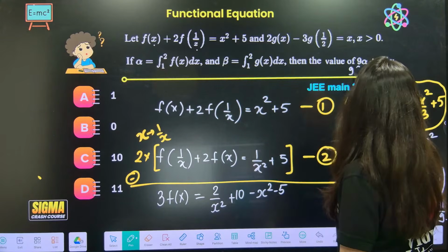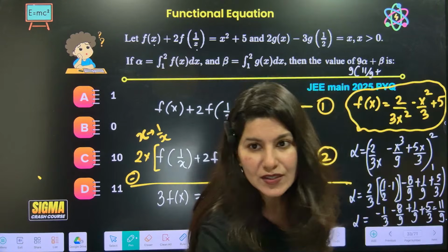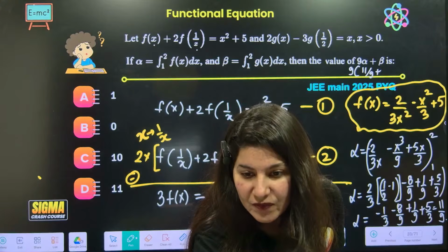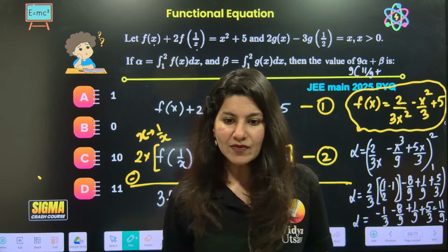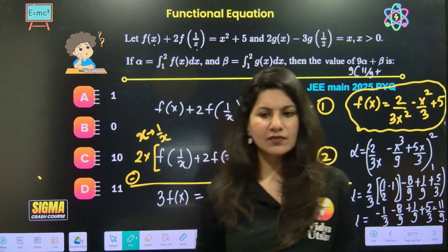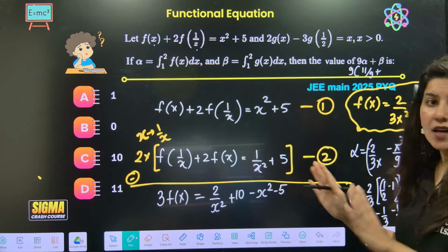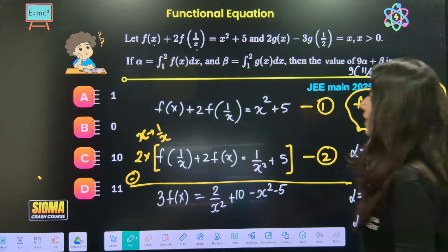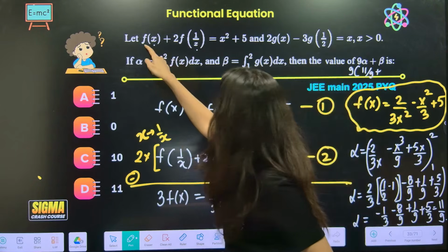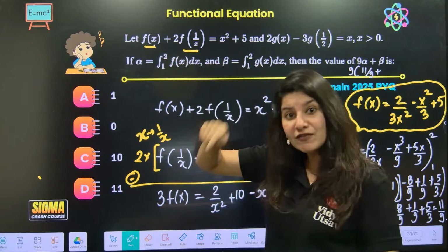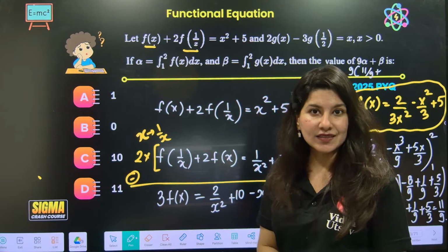So 9 into 11 by 9 plus beta. One student is asking one question, I think. Fantastic Beast is asking, ma'am, how will I know which sum we have to apply like this? Very easy. See, if you are seeing a question and there is an equation which is having f(x) and f of 1 by x, then you have to apply this technique.